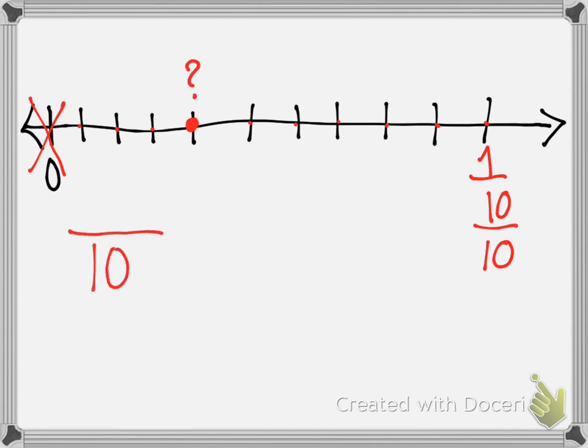But what point are we at here? What's this point? Well, don't start at the 0. We can start with the next one. 1, 2, 3, 4. So this point represents 4/10.